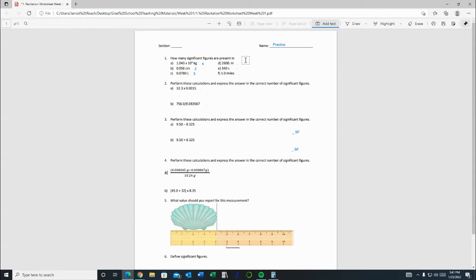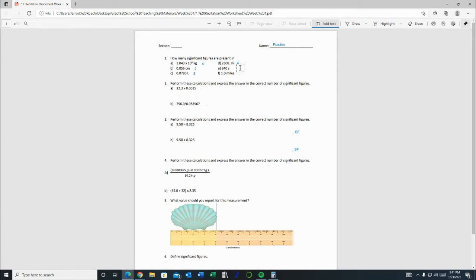Moving on to D, this one is a bit tricky. Whenever you have zeros at the end of a number that is larger and doesn't have any decimal places, the zeros are significant if we add a little decimal point at the end of the number. That's to indicate that they did measure out all the way to the ones place. So in this case, all four of these numbers, the 2, the 6, the 0 and the 0, are all significant. So this has four sig figs.